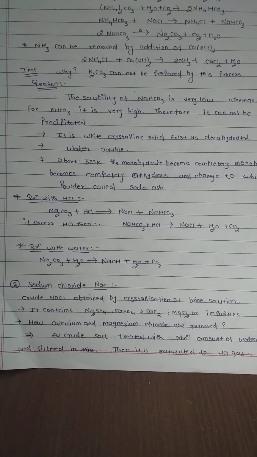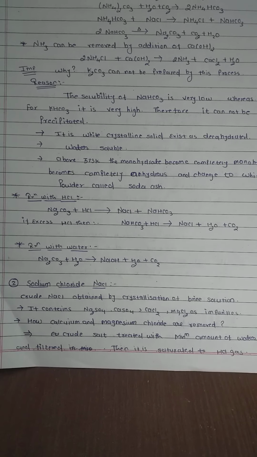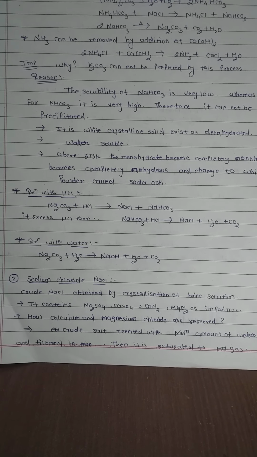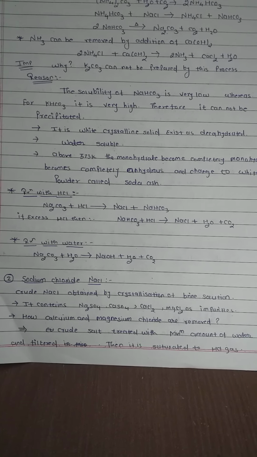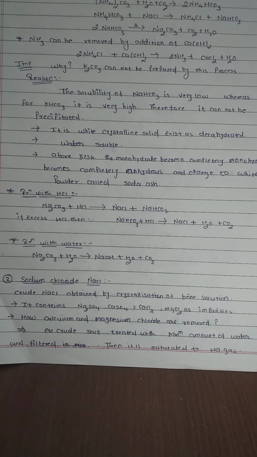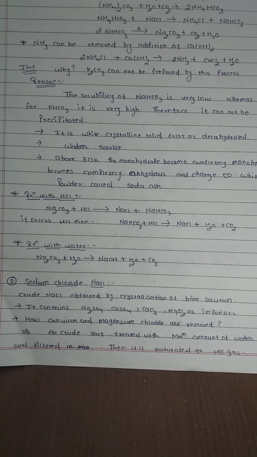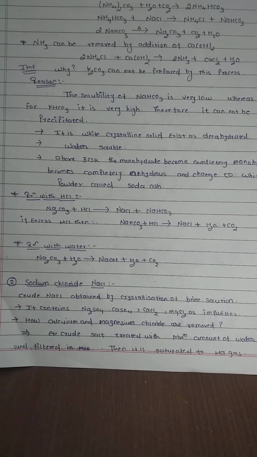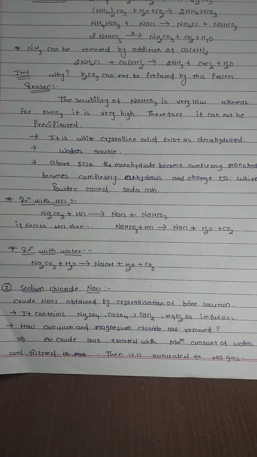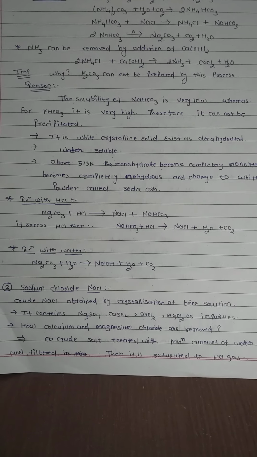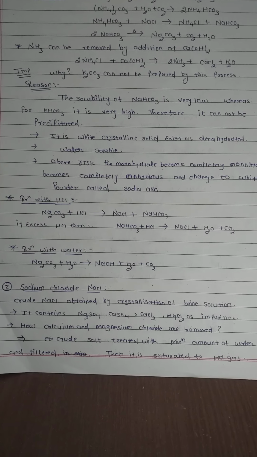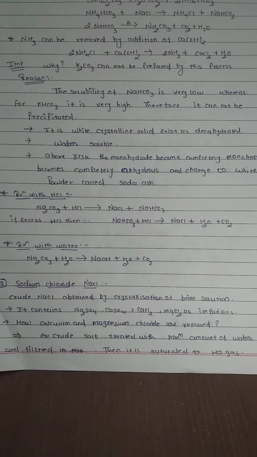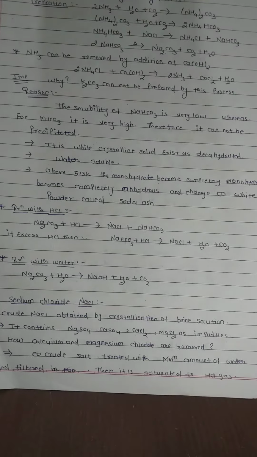The method is, the crude salt, that means the salt we get from the sea, is treated with minimum amount of water and filtered, then it is saturated with HCl gas. This is the whole method: when we get the crude salt, we react it with a minimum amount of water, then filter it, and then it is saturated with HCl gas. Then let us see what happens.